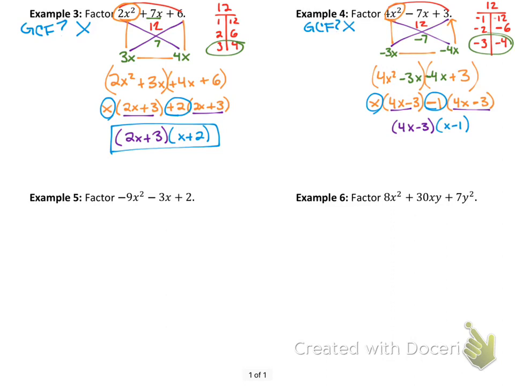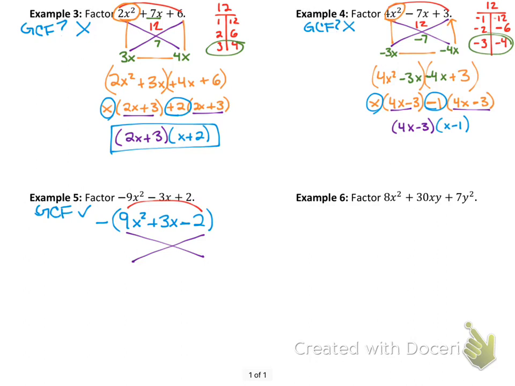Again. Now, you see how it starts with a negative? Well, I just said if it starts with a negative, take out a negative. So the GCF in this particular problem does exist, and it's a -1. I'm going to take out a negative, and that's going to change all of my signs. So the negative 9x squared becomes positive 9x squared plus 3x minus 2. Changes signs when you take out negatives. So we use our cross method because they don't have anything else in common.